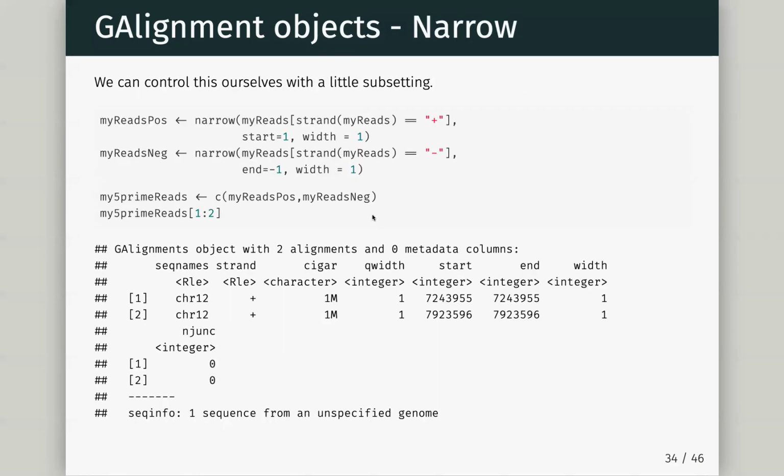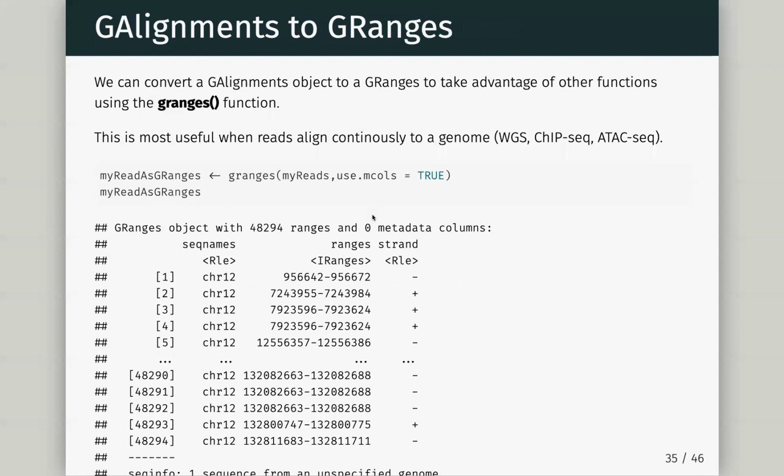If we decide that we're just sick of it being a GAlignments object, and there will be reasons why that might be clear later on, especially with paired-end data, we can turn our GAlignments object into a GRanges so that it really is a pure GRanges and we can act on it like a GRanges using the GRanges function. So we just give it our reads, tell it use.mcols equals true, and we get a GRanges now. We don't have any junction information, but we have the range updated based on the full cigar string. So we know this read was on chromosome 12, the start of the read was here, the end of the read was here.